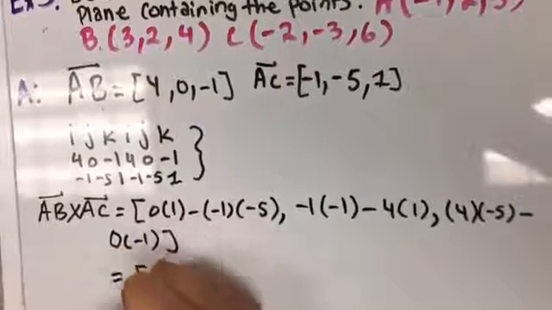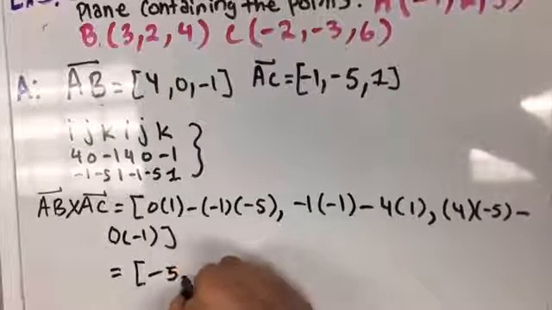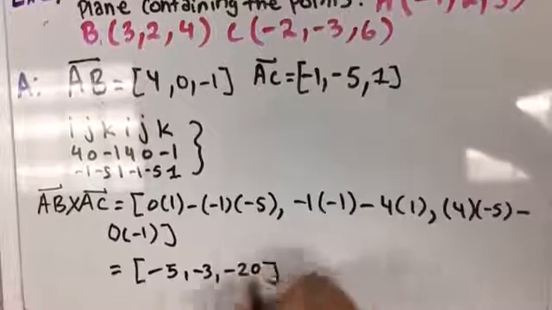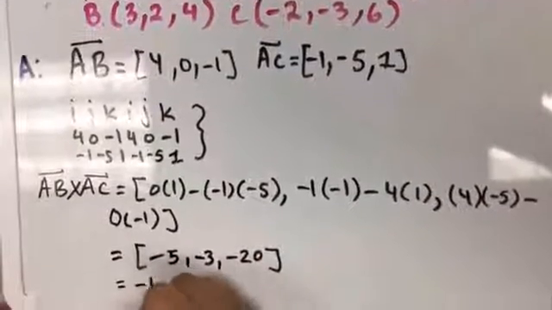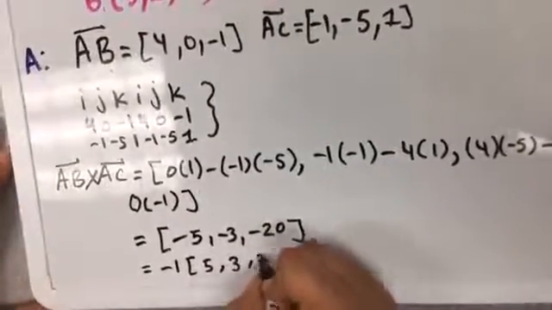So in turn, the cross product of AB and AC will give us the coordinates -5, -3, and -20. We can also simplify this by taking the -1 outside of it, and we can write this as 5, 3, and 20.